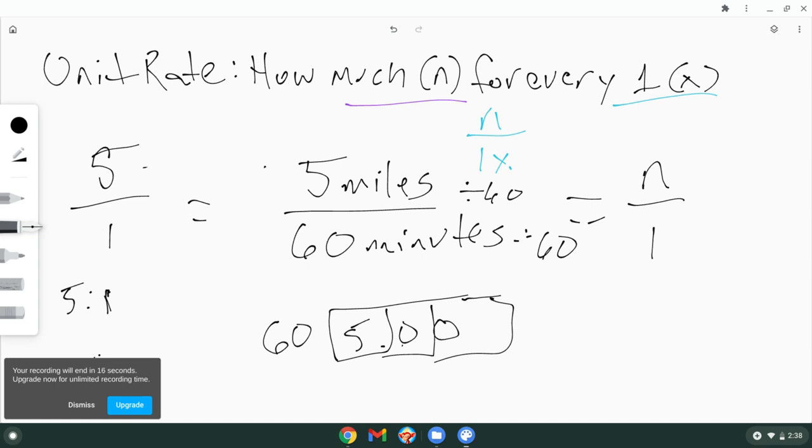So take a few minutes and see if you can solve that and post the answer in the classroom.